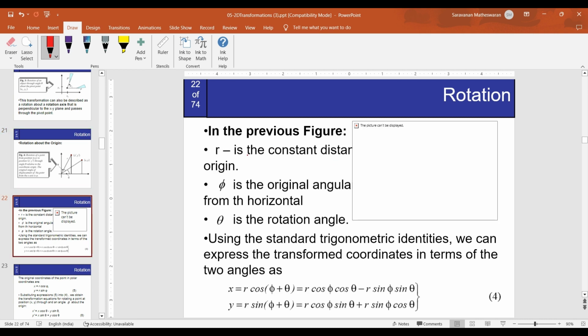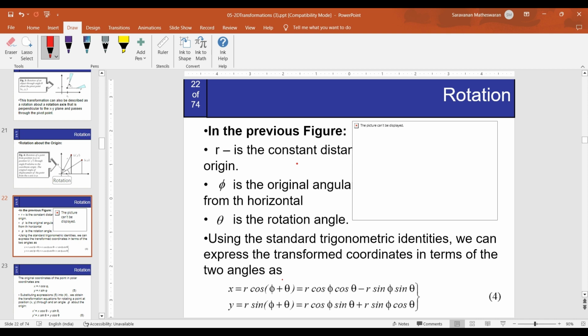Here we have R as a constant value, and theta is the original angle value. The formula is simple: cos theta, minus sin theta, sin theta, cos theta. This is the formula for rotation, usually written as cos theta, minus sin theta, sin theta, cos theta.